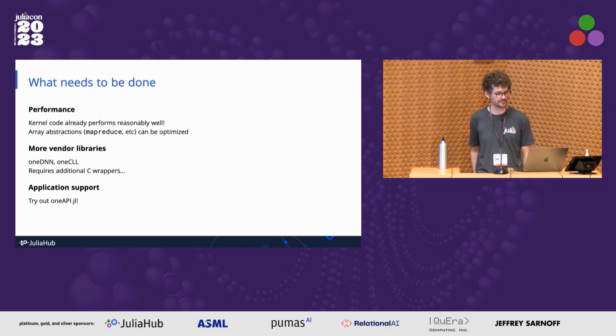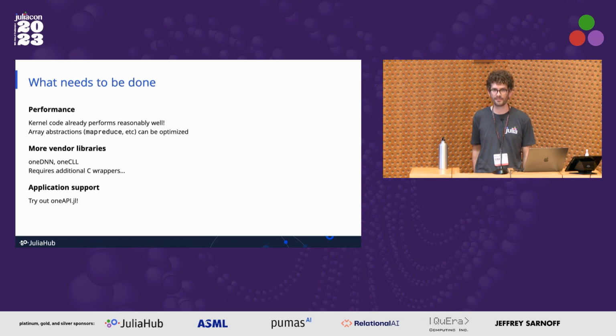Intel GPU backends. We also should be supporting more vendor libraries, but as I mentioned, the need for C++ API wrappers made this a little slow. And finally, of course, application support is something that needs to be improved or at least validated. So definitely here, try it out. If you have a kernel abstraction-based or an array abstraction-based application, try oneAPI.jl out.